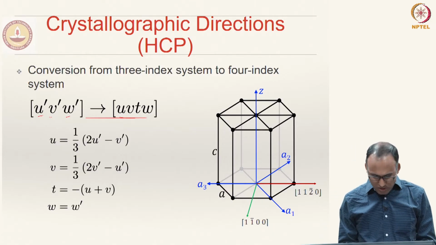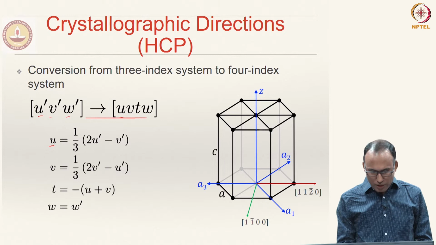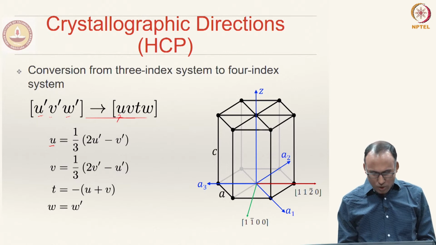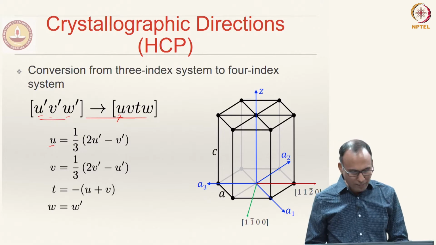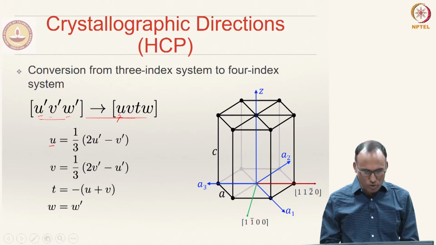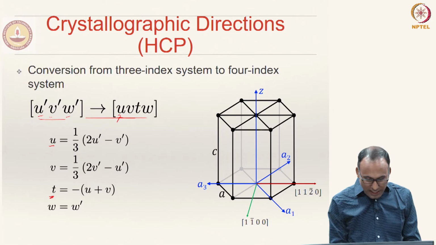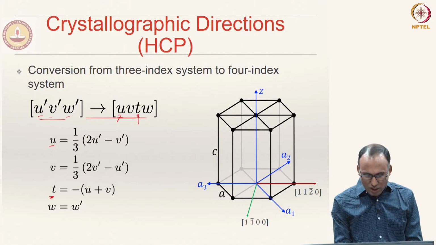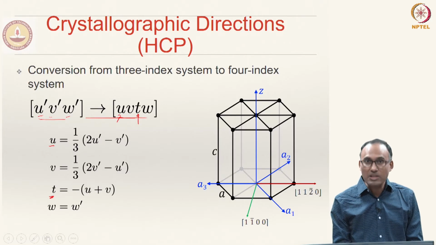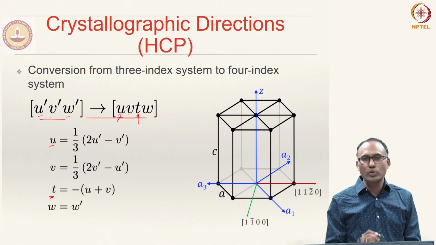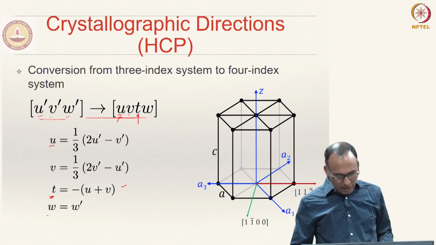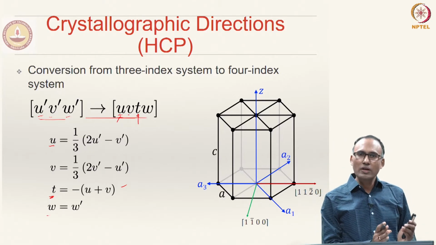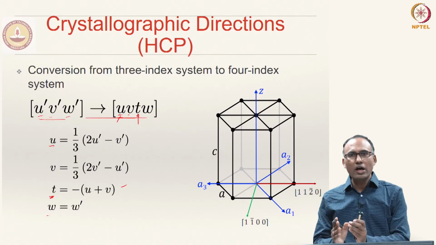So, one of these prescriptions is that the u in 4 index notation is related to the 3 index notation as u = 1/3 (2u' − v'), v = 1/3 (2v' − u'), and t is the negative of u + v. That means the third index in a 4 index notation should always be the negative of the sum of the first 2 indices. That is important. And w is directly w'. So, this is how one can transform a 3 index notation to a 4 index notation.